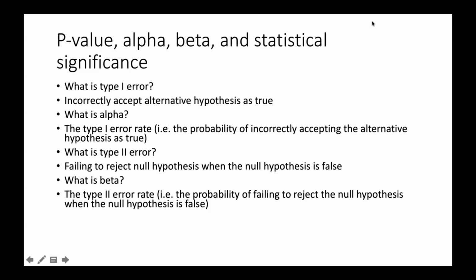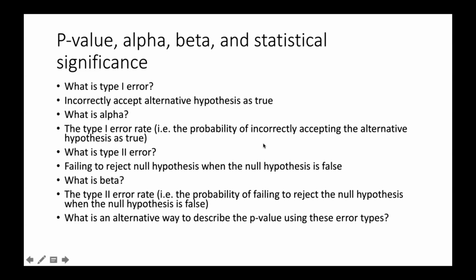Mackenzie's asking, alpha is what the researchers set, correct, and p-value is what we get after running the analysis. Yeah, well, we'll talk about this. So what's the alternative, Haley? What's an alternative way to describe the p-value using these error types?